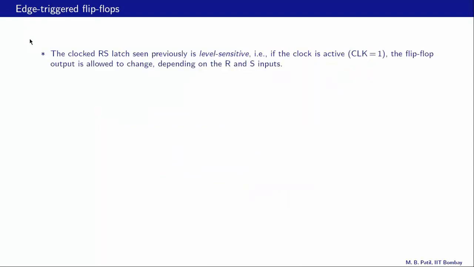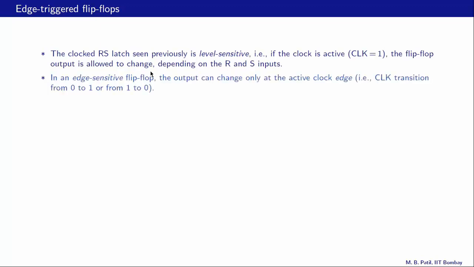Let us now talk about edge-triggered flip-flops, which are very commonly used. The clocked RS latch, which we have seen earlier, is level sensitive, as we remarked earlier as well. That means its operation is sensitive to the level of the clock, whether the clock is 0 or 1. If the clock is active, clock equal to 1, the flip-flop output is allowed to change depending on the R and S inputs. If clock is 0, then Q cannot change. It continues with its earlier value.